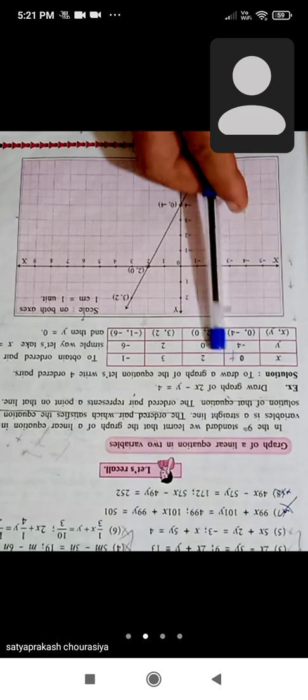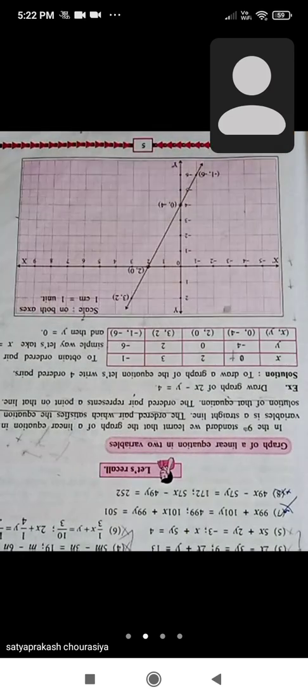Now see the example. Draw the graph of 2x minus y is equal to 4. What is given here? Draw the graph of 2x minus y is equal to 4. Now, solution: to draw the graph of the equation, let's write four ordered pairs. Here you have to find 4 points.